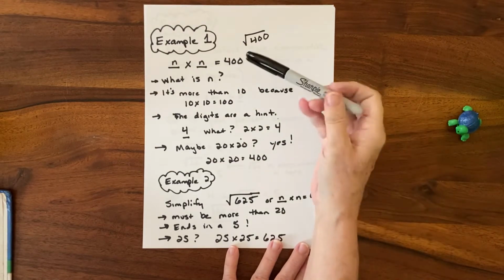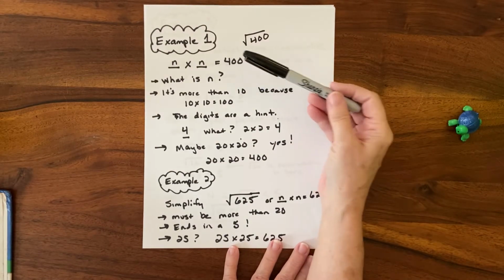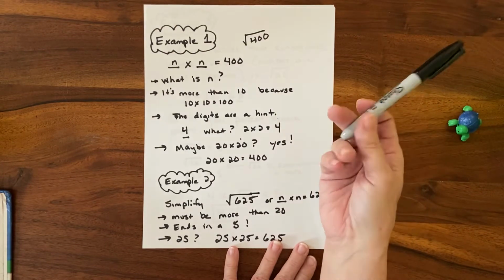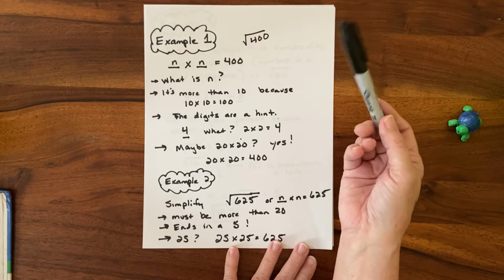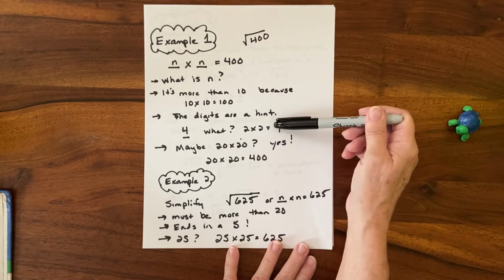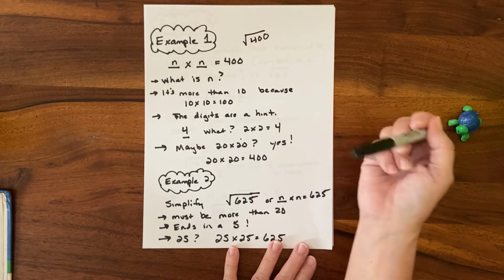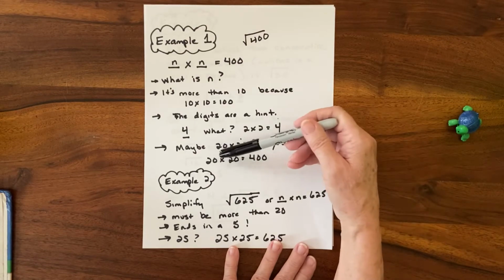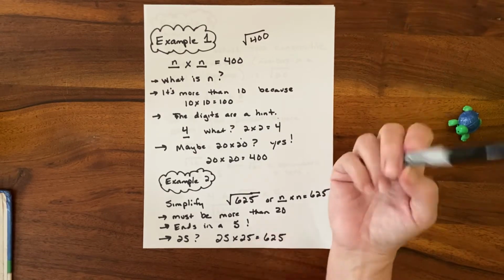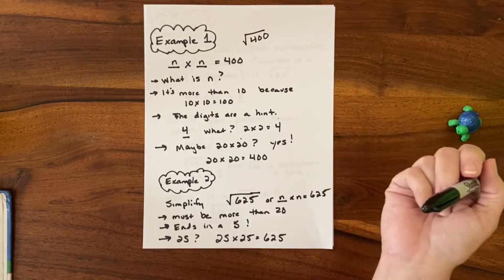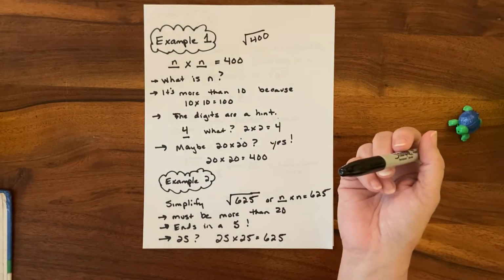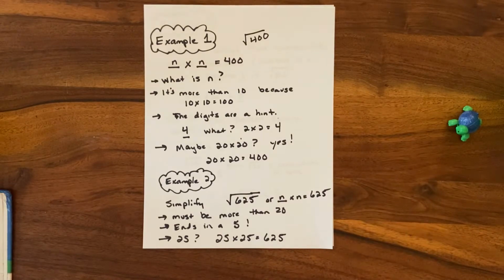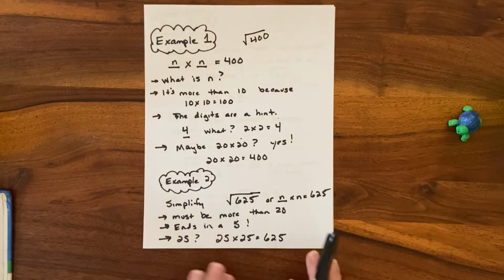You say, look at that number. What do I know about 4? Two numbers multiplied together that are the same number equal 4, 2. 2 times 2 is 4. Maybe 20 times 20? Yes, 20 times 20 is 400. So it's kind of like solving a puzzle or a mystery. These are kind of fun, if you can think of it that way. You may not be able to.